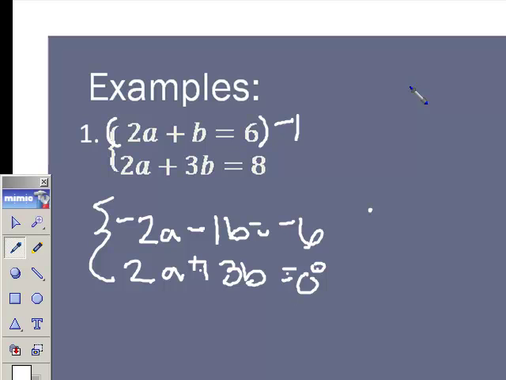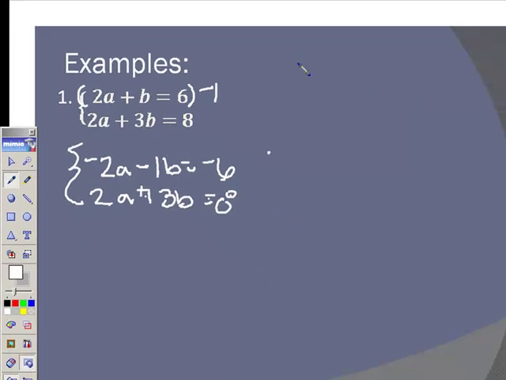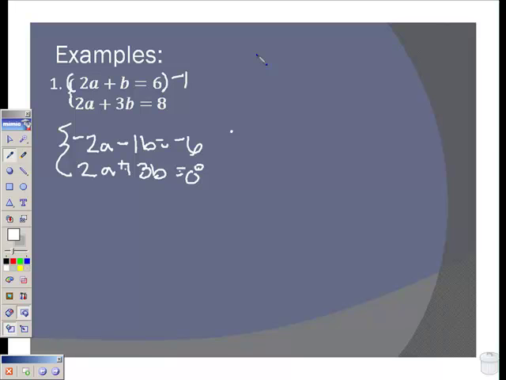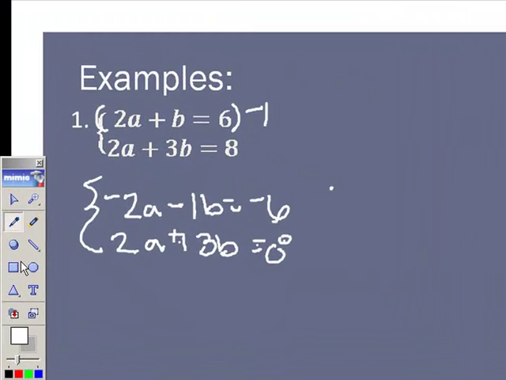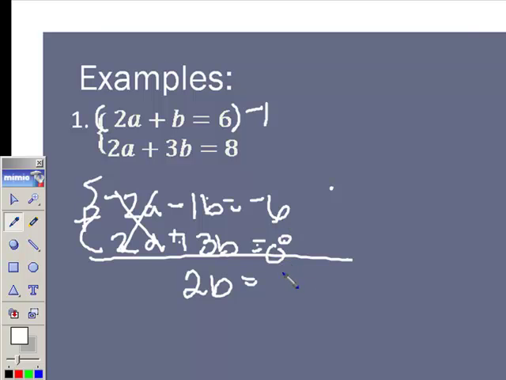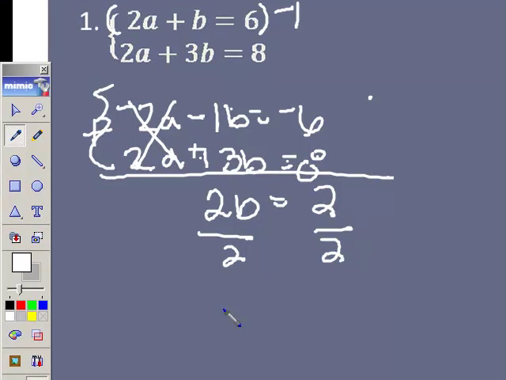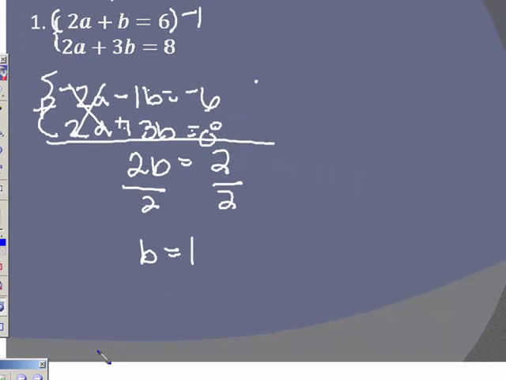What cancels out? The 2a and the -2a, right? Why do they cancel out? Because they add up to be 0, right? So 2a and -2a are going to cancel, and we're going to add everything else together. -1b plus 3b is 2b. And -6 plus 8? 2. Then divided by 2, so we're going to get b is 1.